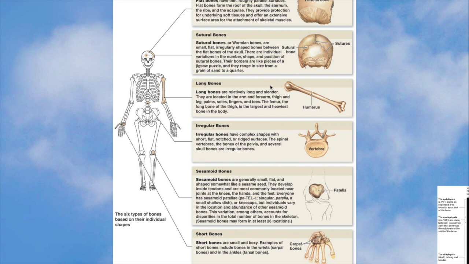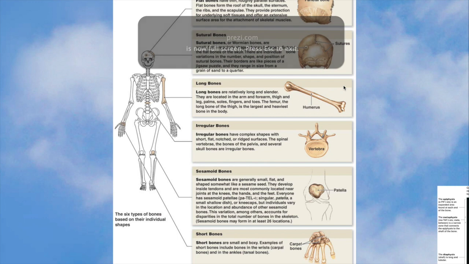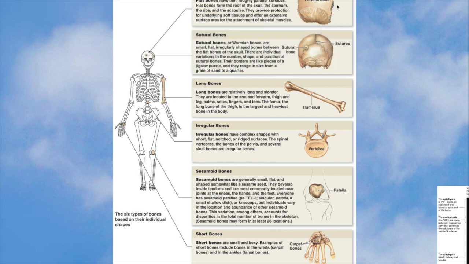We can classify bones based on their shape and their structure. So first, flat bones. Here's a flat bone. And flat bones are flat. They include the skull, the sternum, the ribs, and the scapula. Then we have sutural or wormian bones, and these are found in between the sutures of the skull.